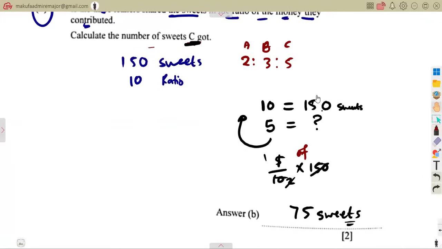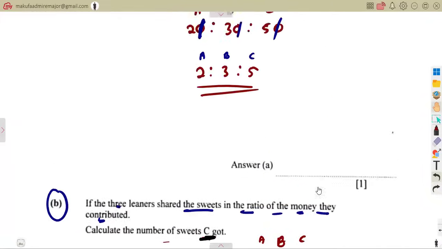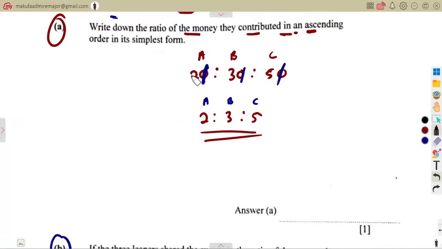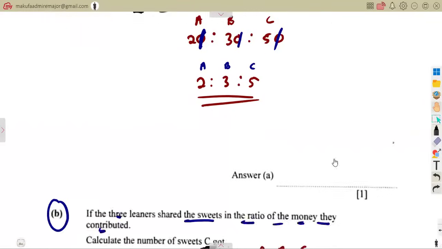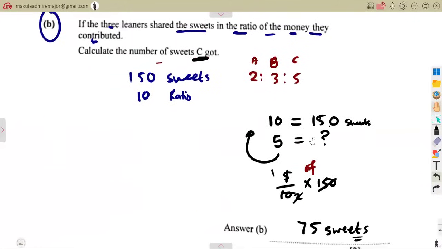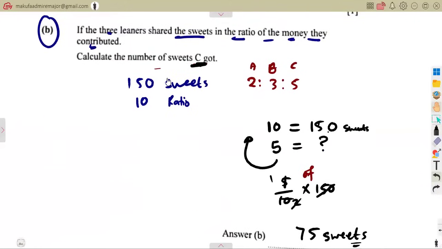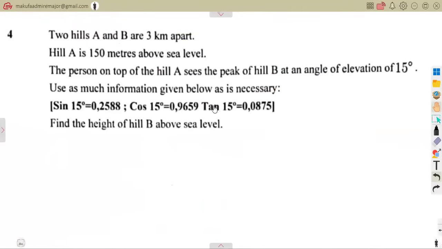You can also work from that ratio before you reduced it, from 20 to 30 to 50. Still, you're going to obtain the same answer. But for the first part, the answer was needed in simplest form. That is why we had to reduce this one. But for the calculations thereafter, it does not matter. You are working with the one that is in simplest form, or the one that you had before simplifying. Still one and the same thing.